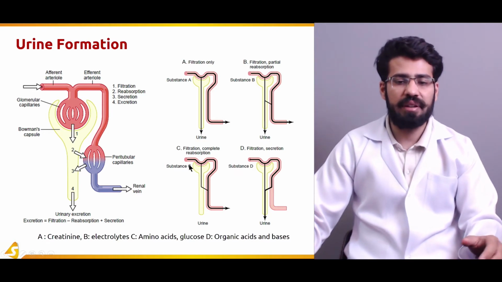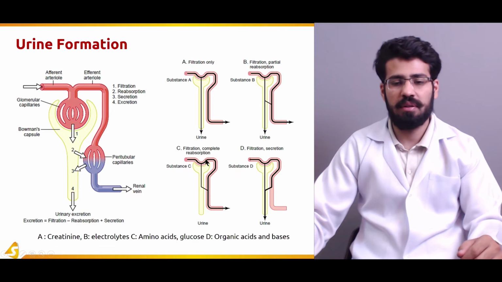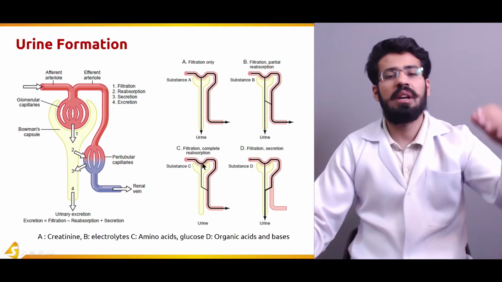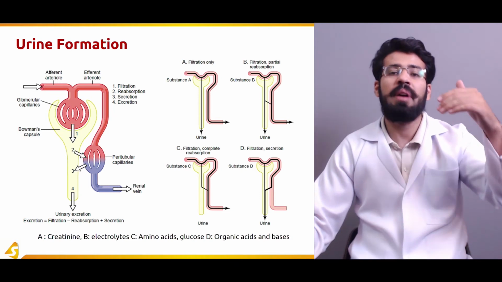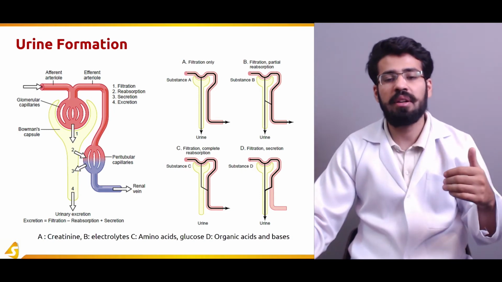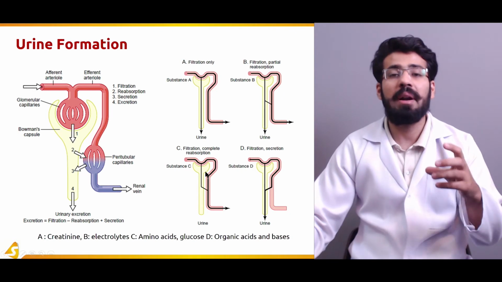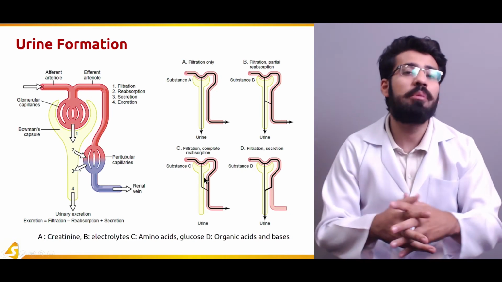Number C is filtration with complete reabsorption. So basically what happens is that this particular substance C, of course, is present in the blood, and it passes from the glomerular filtrate into the Bowman's capsule. But this substance C is of very prime importance to the body.